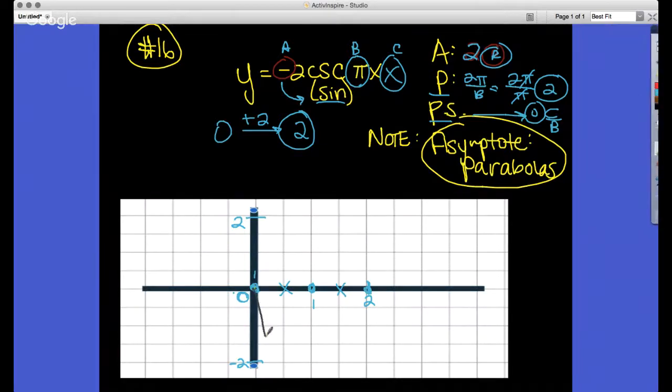And I'm going to go down, okay? I'm going to hit my x. Coming back up through 1. Coming back up through x. Coming back down through 2.